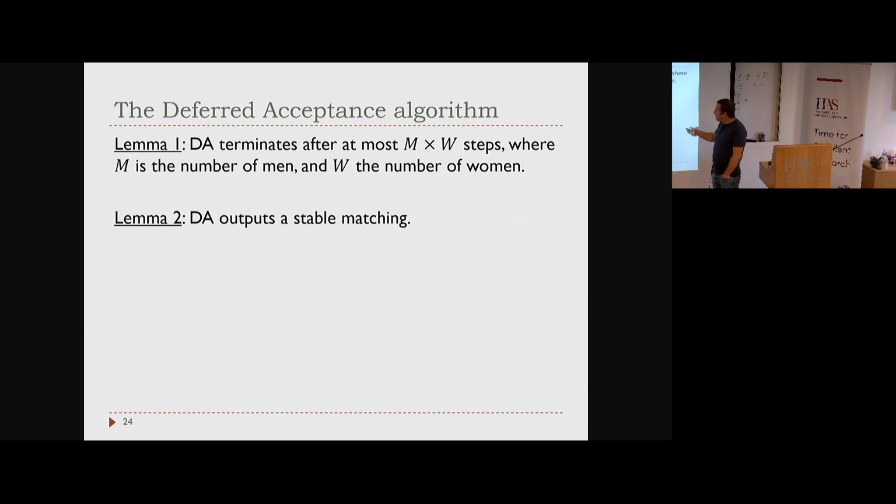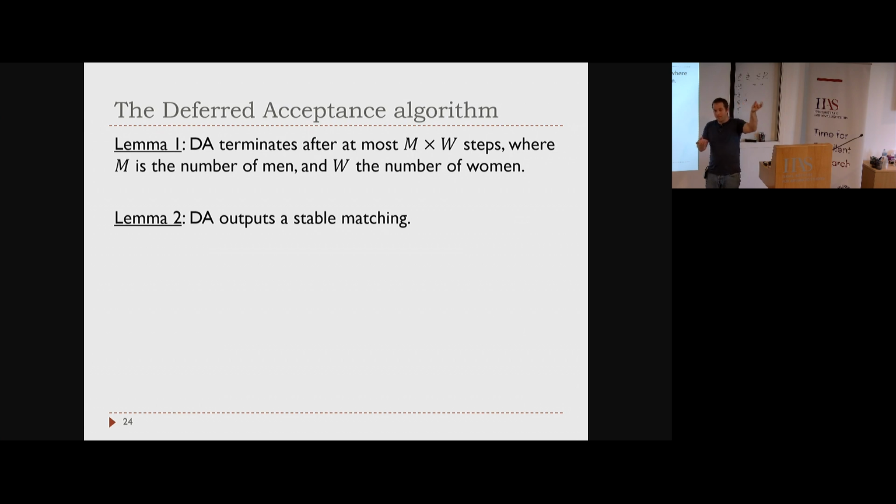Second lemma: DA outputs a stable matching. How do I know that? Suppose we look at the final matching that came out of DA, the deferred acceptance, okay? And I see that there is some man who would prefer to be matched elsewhere. So suppose Adrian would prefer to be matched with Flora. What does that mean? That means that at some stage during the algorithm, Adrian proposed to Flora. He went to her front yard, right? And she rejected him from there.